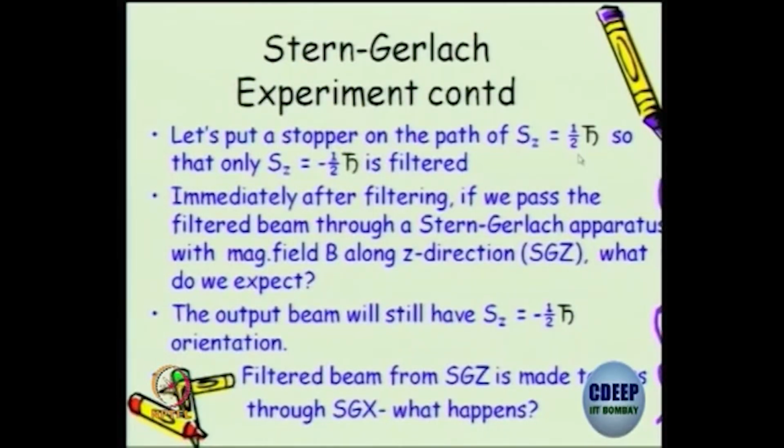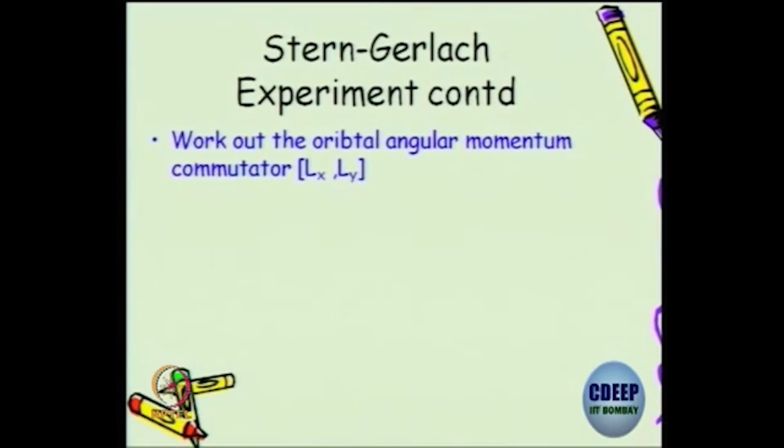So this is what I was saying. Just put a stopper on the path of one of the eigenvalue measurement so that that is blocked and the other eigenvalue keeps propagating, the state corresponding to the other eigenvalue. Immediately after filtering, if you again put it along SGZ, you will expect to get the same eigenvalue because it remains in the same eigenstate. Nothing happens. But if you put it along SGX, then you will start seeing linear superposition. So this is what is experimentally seen.